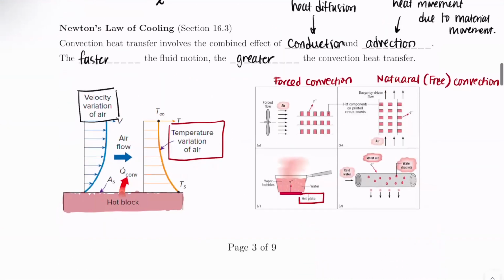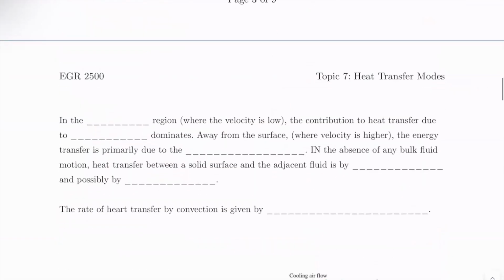Going back to this figure on the left, I have a few notes for you about that. In the near wall region, velocity is going to be low, and the contribution to heat transfer due to conduction is what's going to dominate. Because our fluid is moving very slowly, it's mostly the diffusion or conduction portion of convection that is important. Then as we get away from the surface, our velocity gets higher, and energy transfer is primarily due to bulk fluid motion.